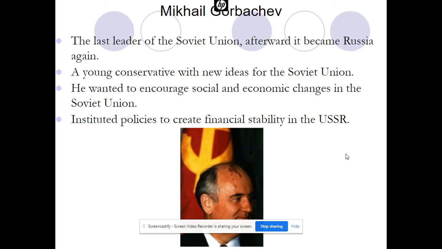Here you can see Mikhail Gorbachev. He is going to be the last communist leader of the Soviet Union. After the Soviet Union collapsed, it became Russia. And his policies of glasnost and perestroika are going to allow openness and some business reform that's going to ultimately cause people to question communism under Russia.